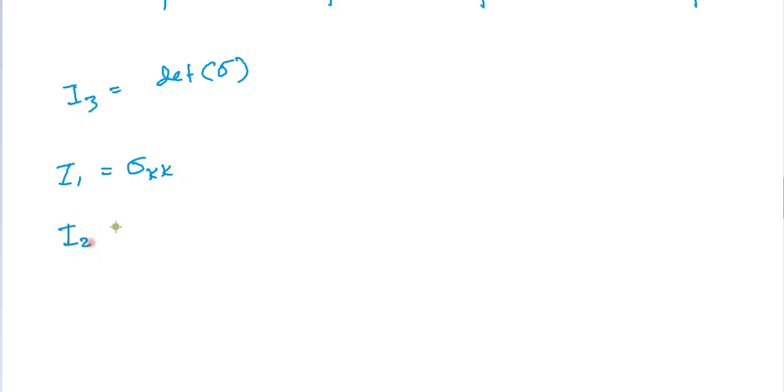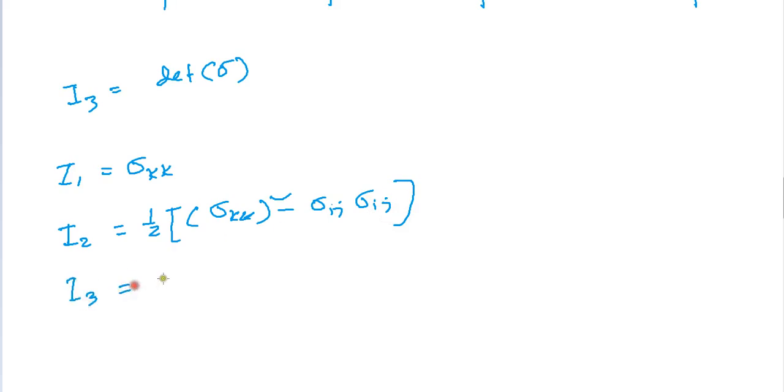And sigma 2 is half, first bracket, sigma kk whole square minus sigma ij times sigma ij, third bracket, and sigma I3 is the determinant of sigma, something like sigma i1, sigma j2 and sigma k3, or the determinant of the whole sigma.